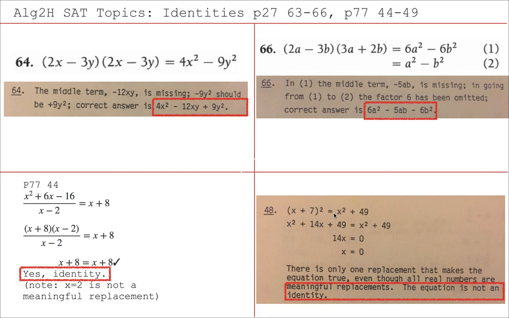An identity has to have an infinite number of solutions. It has to be true for all values of x. And really, this one's only true for one value of x. So the equation is not an identity.